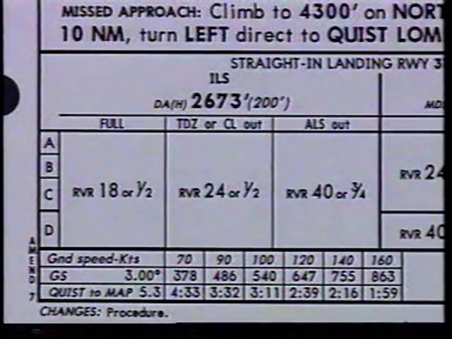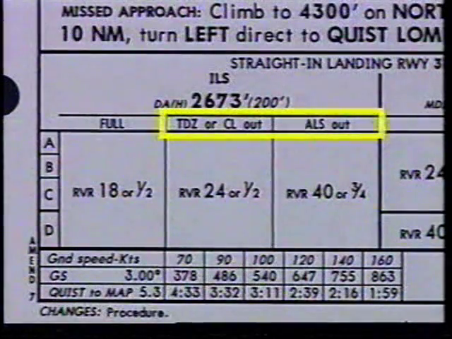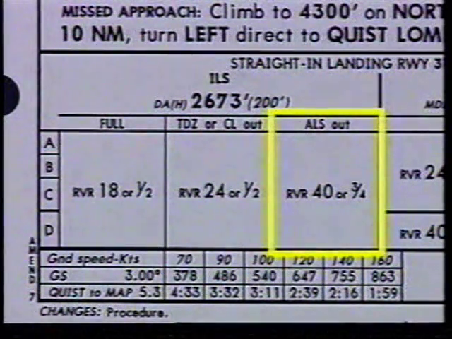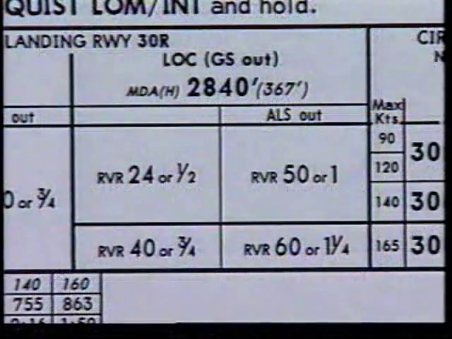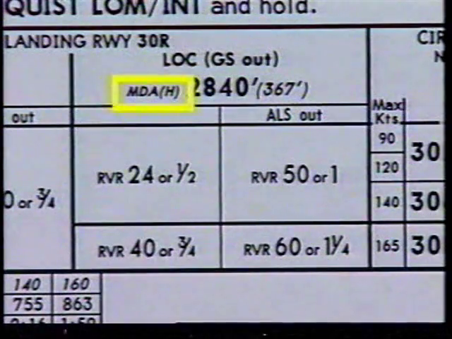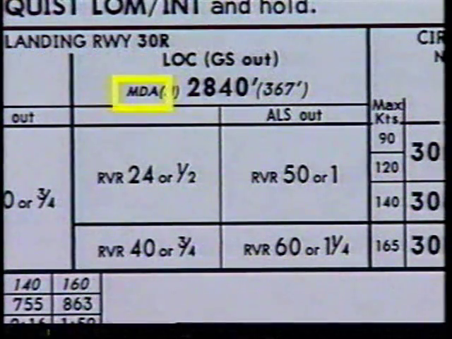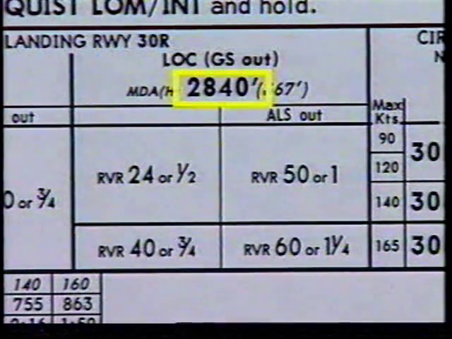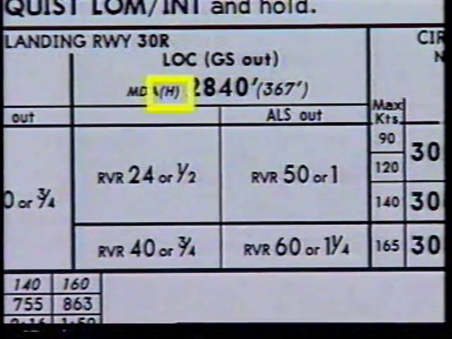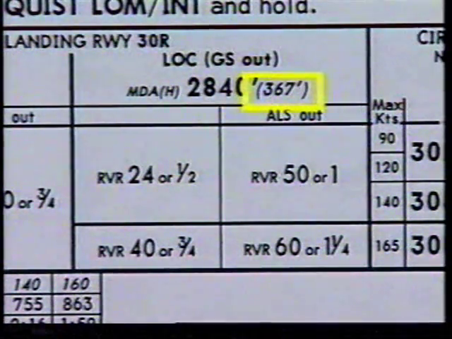As you move to the right, you can see how the visibilities change for various inoperative lights. If more than one component is inoperative, you must use the more restrictive minimum. For example, if both the runway centerline lights and approach light system are out, use the minimums listed in the ALS out column. For the localizer, glide slope out, or non-precision approach, the figures are labeled MDA parentheses H. The MDA, or minimum descent altitude, is the MSL altitude below which descent may not be made without visual reference. The H, or height, is shown within the parentheses.